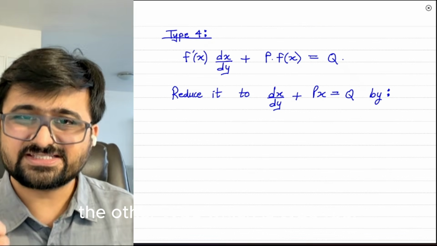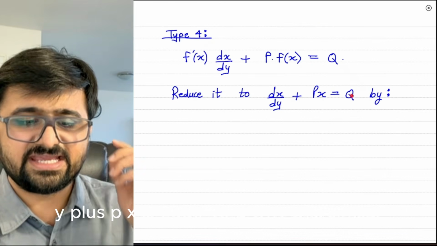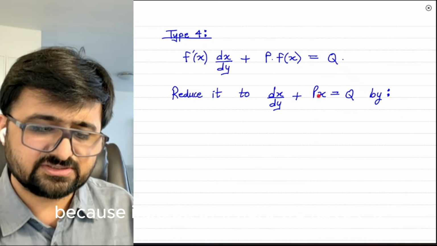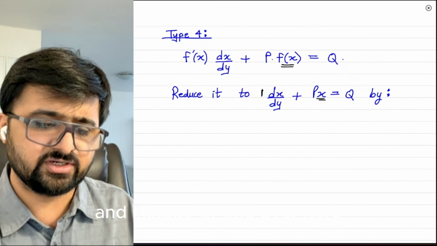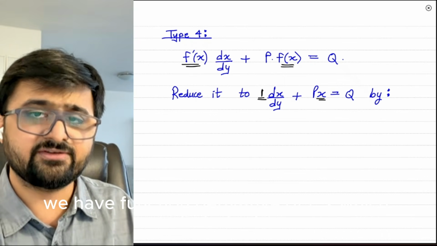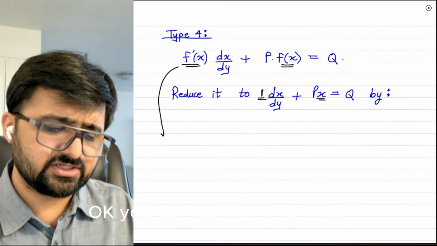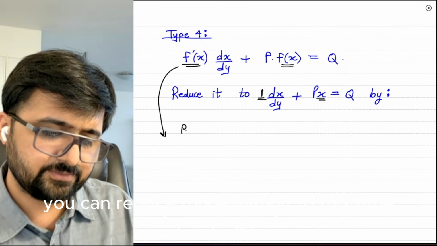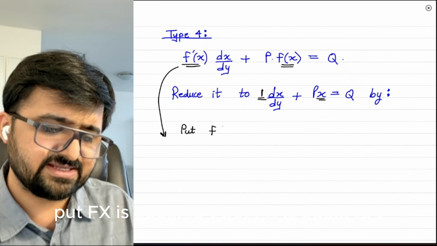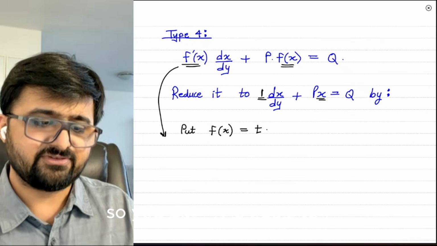The other type, which is type 4, is very similar to the form dx/dy plus px is equal to q. Why is it similar? Because instead of x, here we have f(x), and instead of 1 over here, we have the derivative of f(x), which is f'(x). You can convert it to linear. You can reduce this equation to this type by saying put f(x) is equal to t.